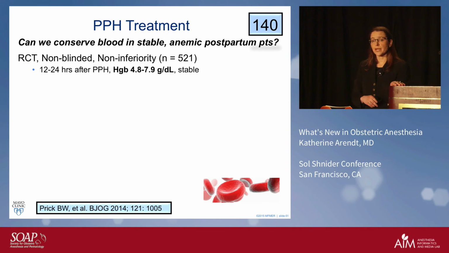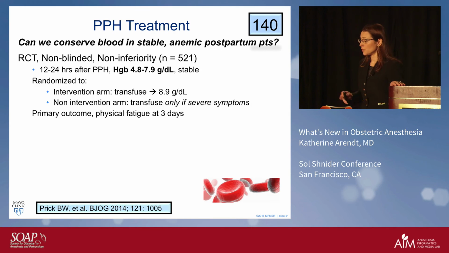So this randomized controlled trial is non-blinded. It was done in a non-inferiority design in which they looked at women 12 to 24 hours after their postpartum hemorrhage. They said that they could enroll women at this point with a hemoglobin between 4.8 and 7.9 as long as they were stable, not bleeding anymore, and again, 12 to 24 hours out from that hemorrhage. The women were randomized to an intervention arm in which they would be transfused up to a hemoglobin of 8-9, or a non-intervention arm in which they were transfused only if they developed what they called severe symptoms.